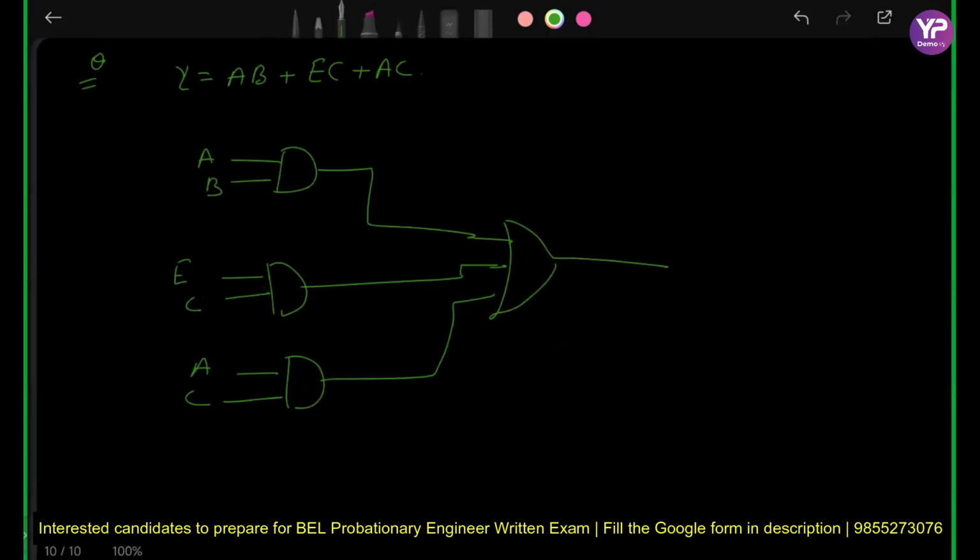Okay. Anyone else? Sir, in this question, can we minimize the gates? Yeah, it's not possible here. You require 4 gates every time. If you minimize this expression also, you can't reduce the gates.